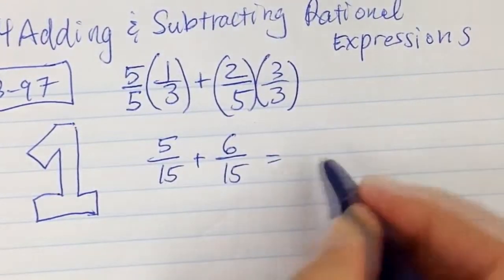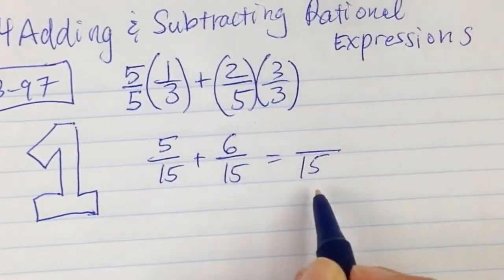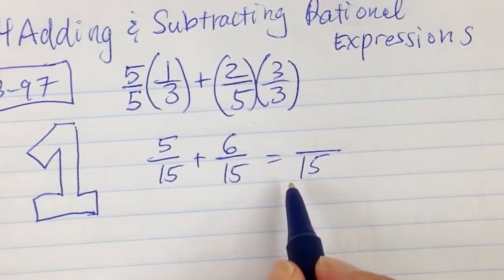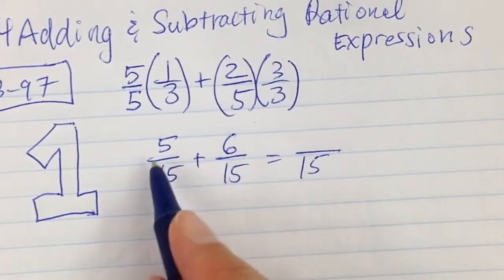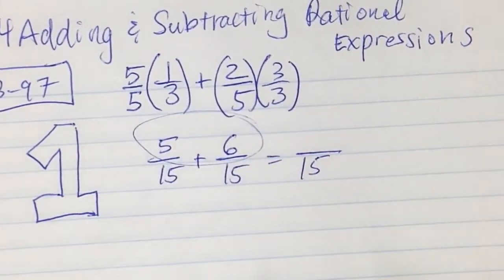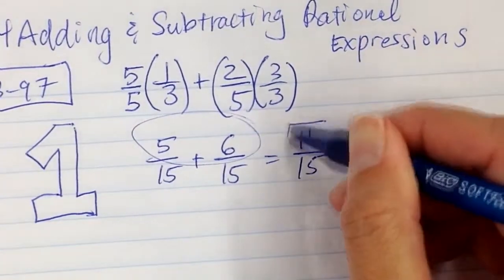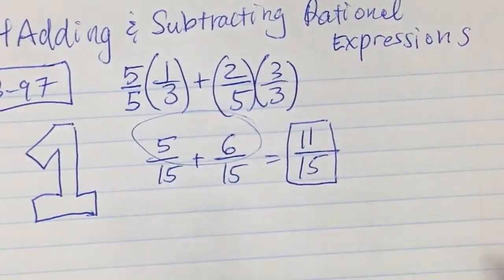Now that they have a common denominator, we do not change the denominator. The denominator stays the same. We don't add it to be 30. No, it stays 15, and we add the numerators only. 5 plus 6, 11. If we could reduce it, we would, but this one doesn't reduce. So that's how you add two fractions with unlike denominators.